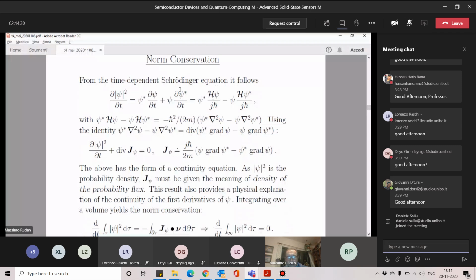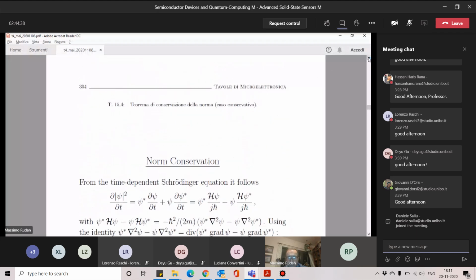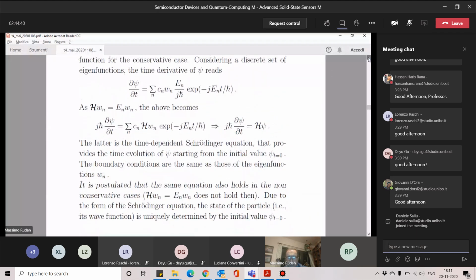Then we have the derivative with respect to time of psi star. To find it, we take the conjugate of both sides. When you take the conjugate of j, you get minus j. You remember the conjugate of j is minus j. On the right-hand side, we have psi conjugate. We assume that the Hamiltonian is real, so the conjugate of the Hamiltonian is the Hamiltonian itself.